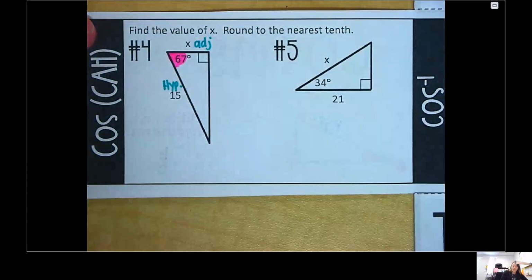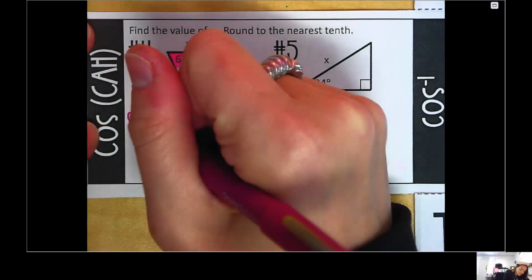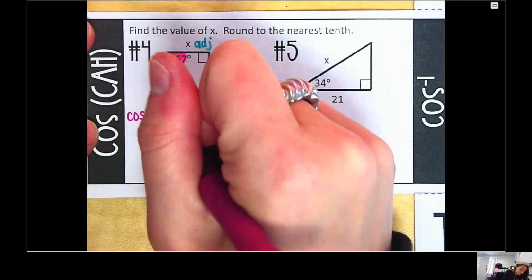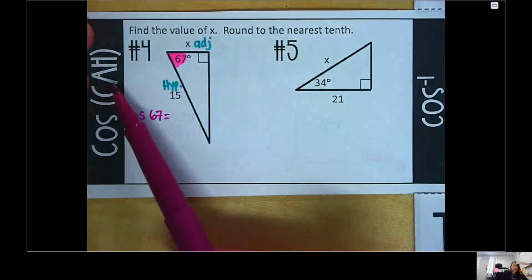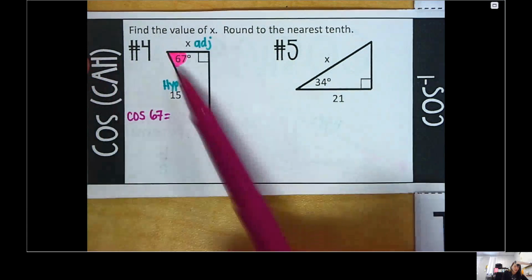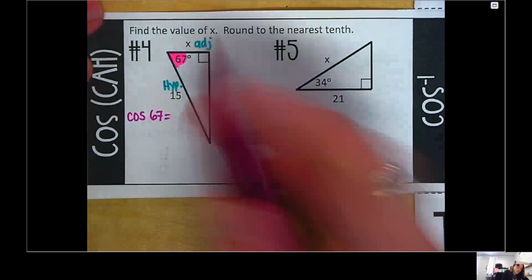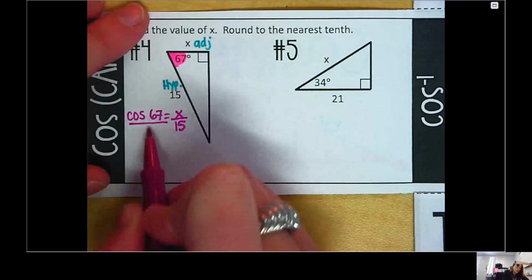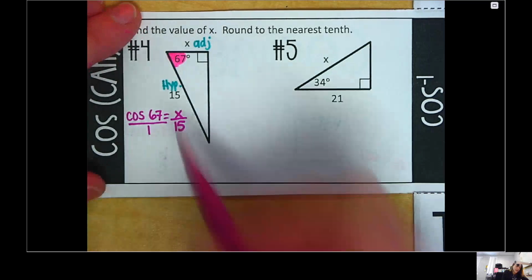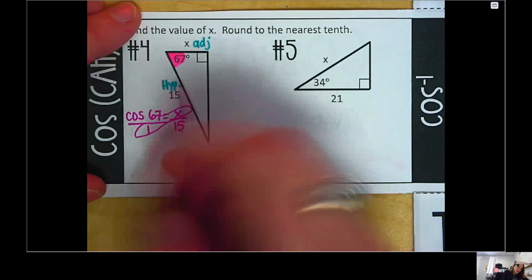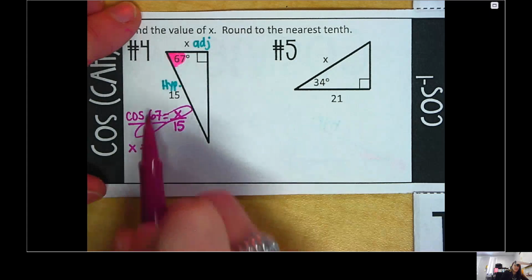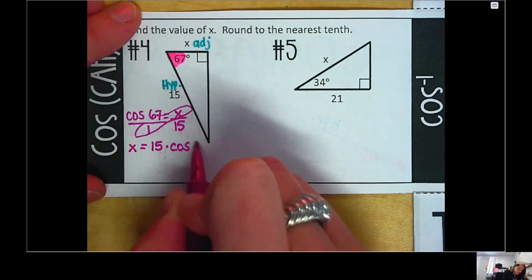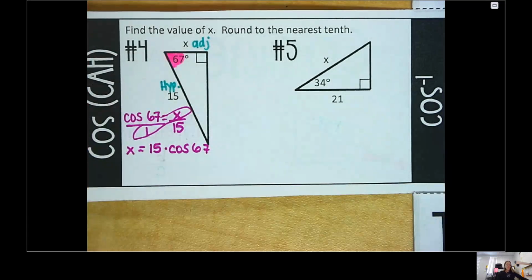So we set this up by saying the cosine of my reference angle, so the cosine of 67, equals adjacent over hypotenuse, so X over 15. All right, and then just like the sine ratio, we're just going to cross multiply. X times 1 is X. 15 times the cosine of 67 is 15 times the cosine of 67. And now this becomes a problem for my calculator.